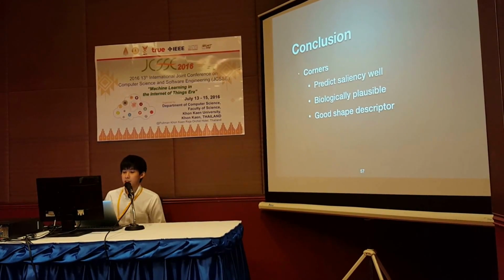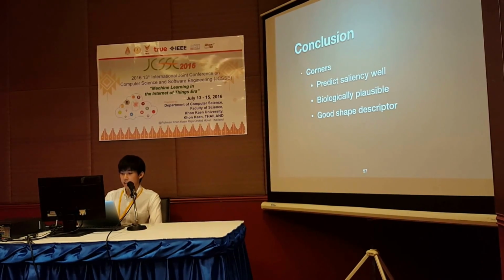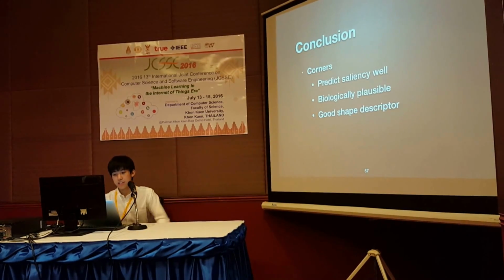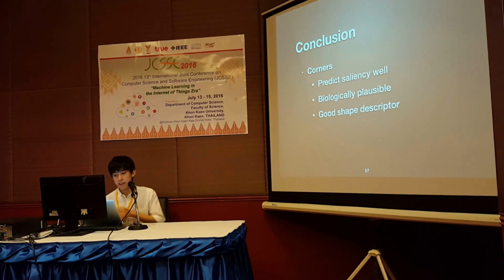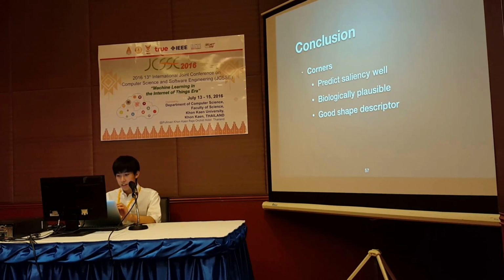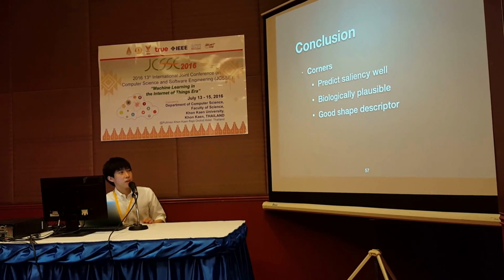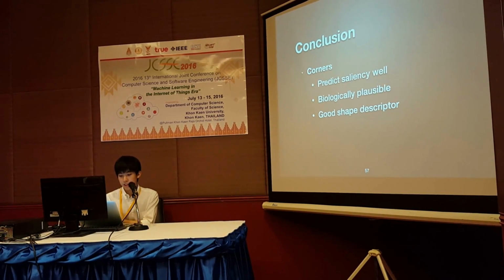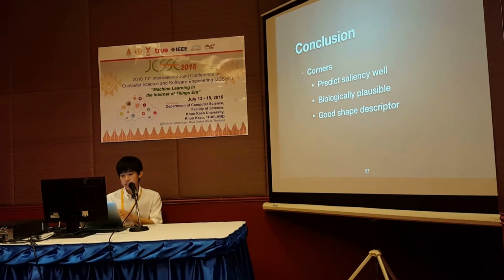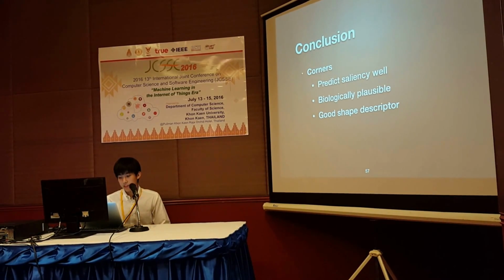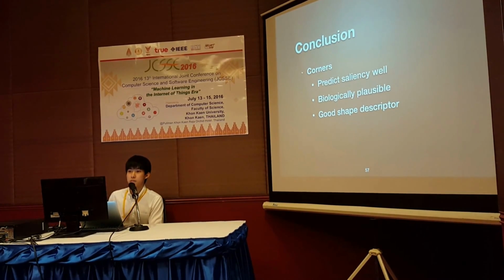In conclusion, our experimental results have shown that corner is a good choice for predicting saliency, and there are also many researches on corner extraction in the visual system. So it is possible that we have this mechanism. And finally, corner is a good shape descriptor. So the model can be further extended to cover more complex saliency calculation based on shape.